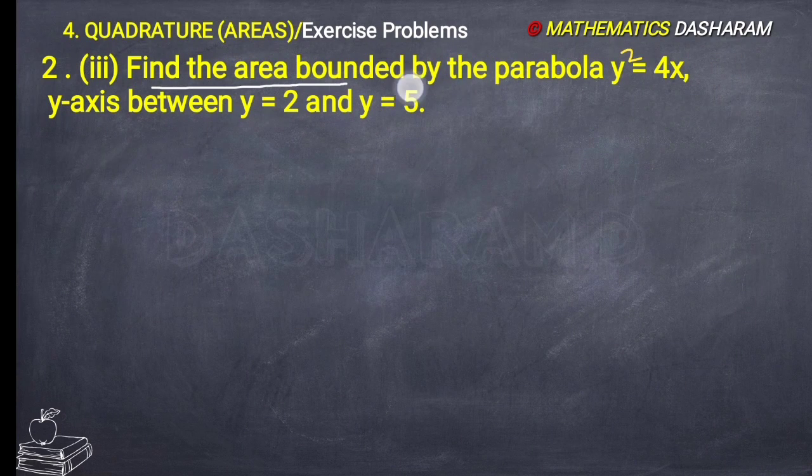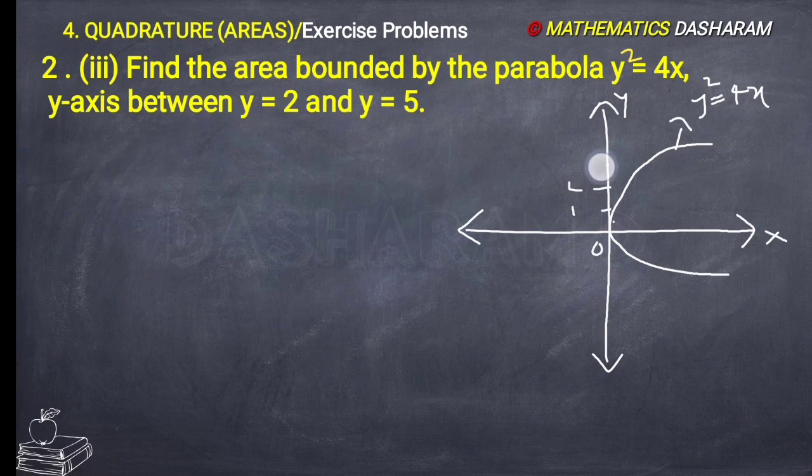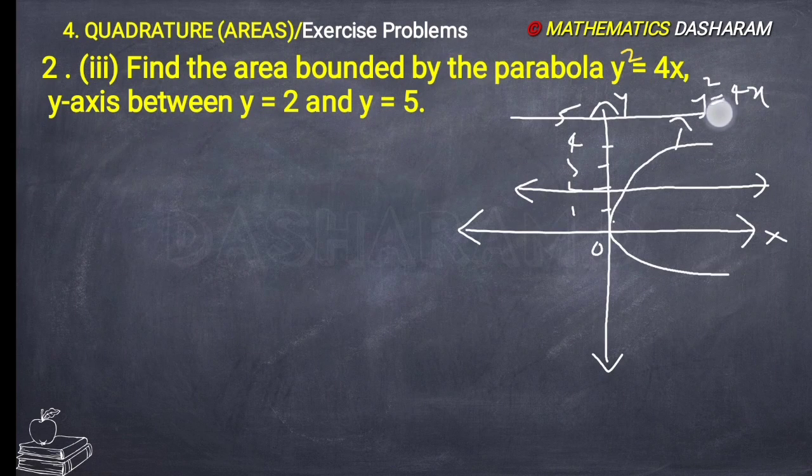Find the area bounded by the parabola y square equals 4x, the y axis, between y equals 2 and y equals 5. So we know that the graph of y square equals 4x passes through the origin and lies in the first and fourth quadrants. So this is the graph of y square equals 4x. Here the x axis, here the y axis. Here 0, here take 1, 2, 3, 4 and 5. Now y equals 2 means draw one straight line parallel to the x axis. Here y equals 5.